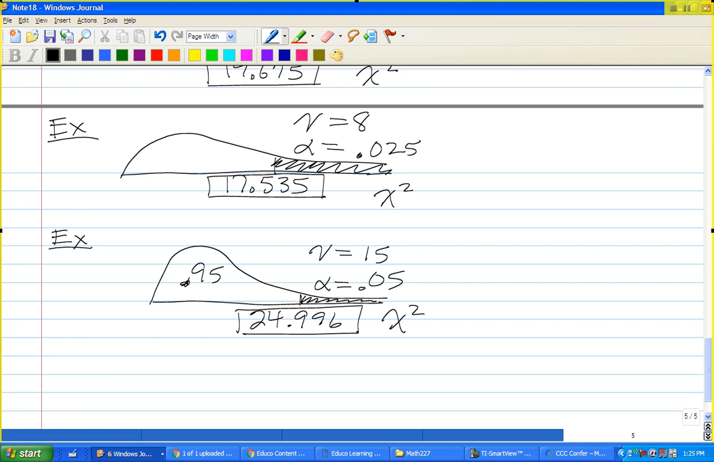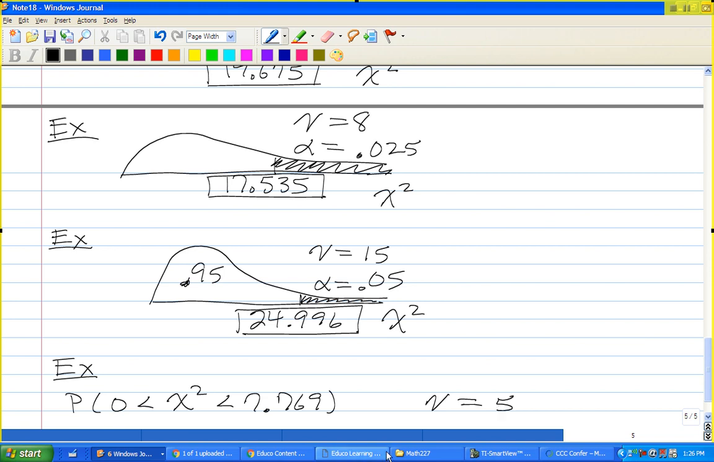Lastly, let's do this example. I want to determine the probability that chi-squared is between 0 and 7.769, given that my degrees of freedom is 5.